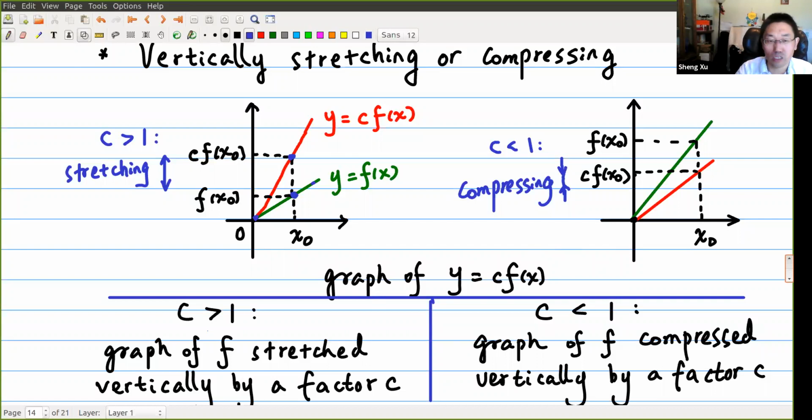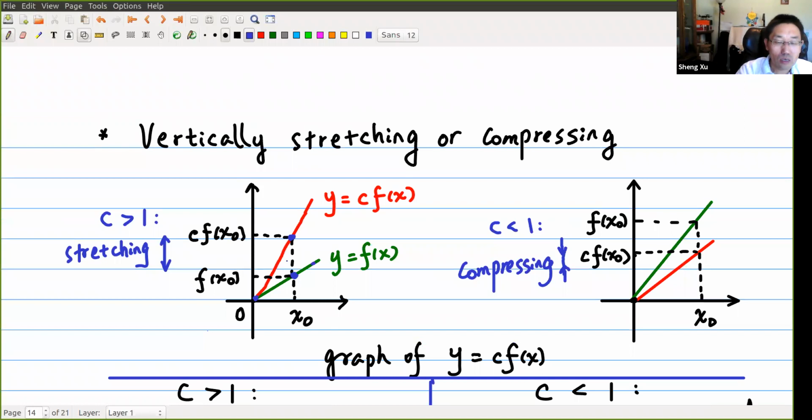So of course, if c is positive and greater than one, then you multiply this y value by a factor bigger than one. So it's called stretching. This red curve will be above this green one because it's bigger. And if c is less than one, then the red curve becomes below, because you multiply two by half, for example, and you get one. So it's compressing. It's called a compressing effect.